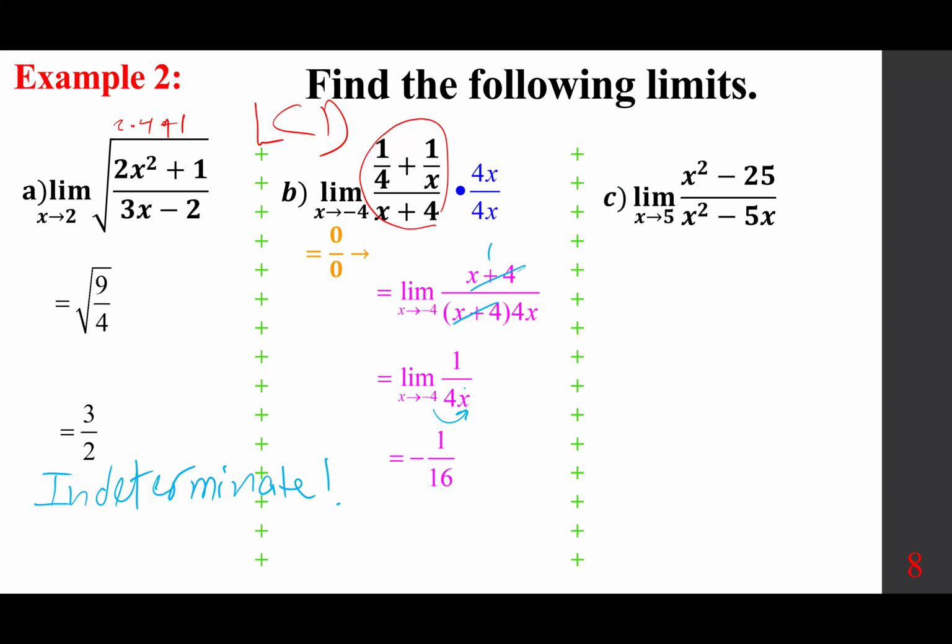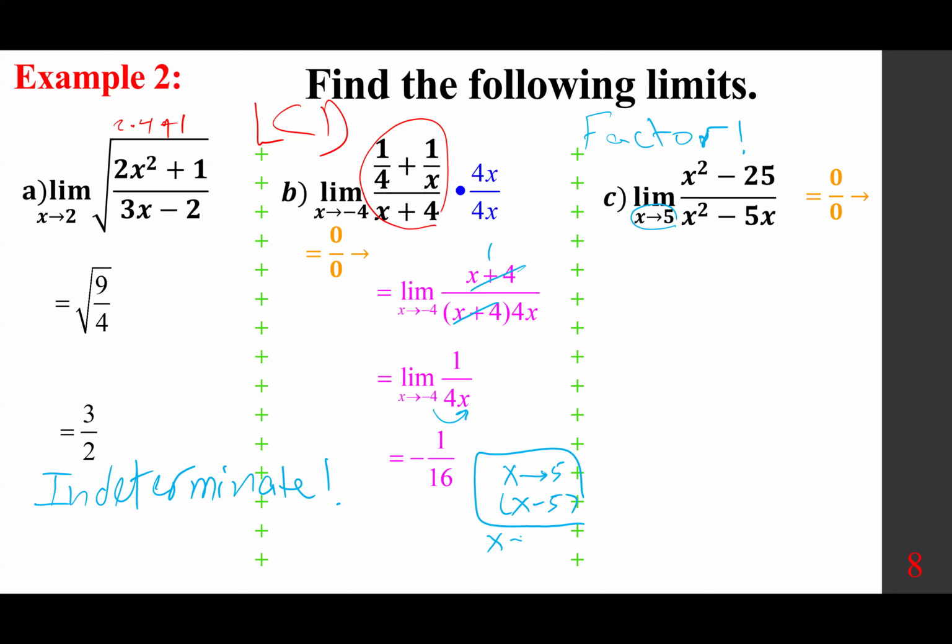The limit of x squared minus 25 over x squared minus 5x as x approaches 5. If you plug in, you get 0 over 0. So you use your technique of factoring. And because x is approaching 5, creating a 0 in the denominator, we must have a factor of x minus 5. It's important to know, if x is approaching 5, we should have a factor of x minus 5.